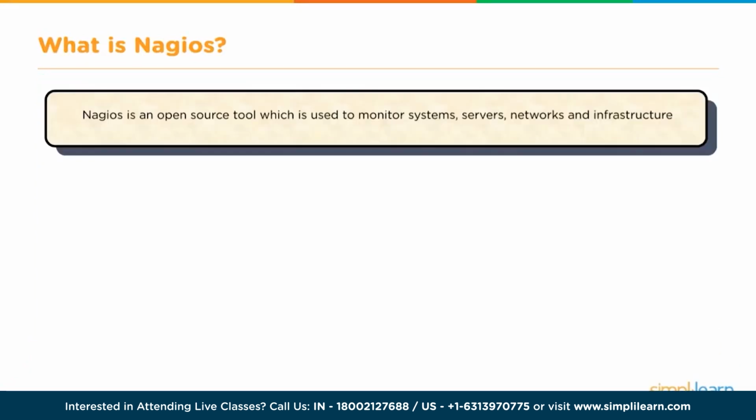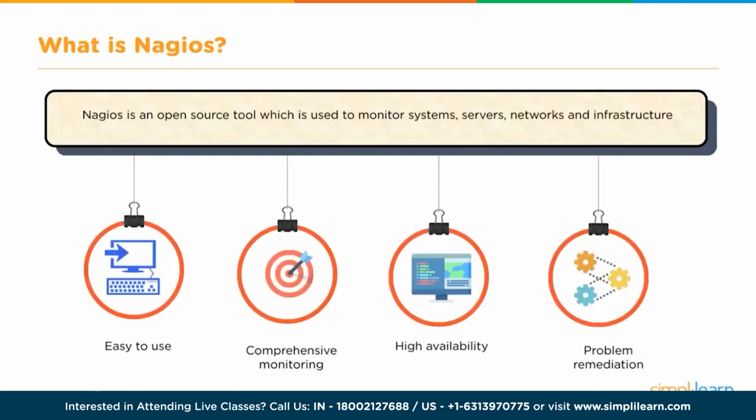So again, as with the other tools that we've been covering, Nagios is an open source tool, and it's specifically for monitoring systems, servers, and networks within your infrastructure. Very easy to use. It has comprehensive monitoring tools that you can set and control. It is highly available, and it is designed specifically for problem remediation. You want to set it up so that it is the eyes and ears of your network without you having to constantly monitor your network.